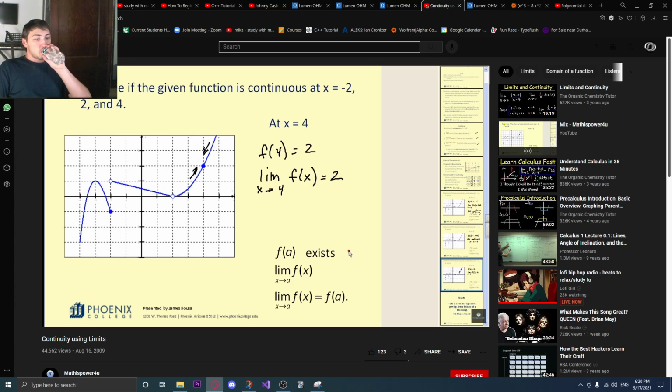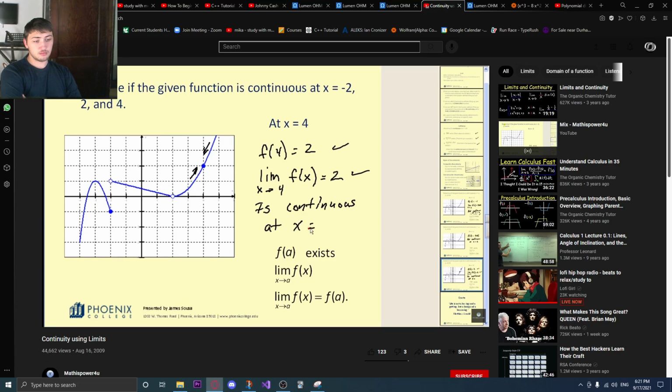So we verified f(a) exists, we verified the limit exists, and now we need to make sure that we can find this limit by doing direct substitution. The last thing we need to verify is that the limit can be found by performing direct substitution, in this case, when x is 4. So notice that f(4) is equal to 2, and the limit is also equal to 2. Therefore, this confirms that this function is continuous at x = 4.